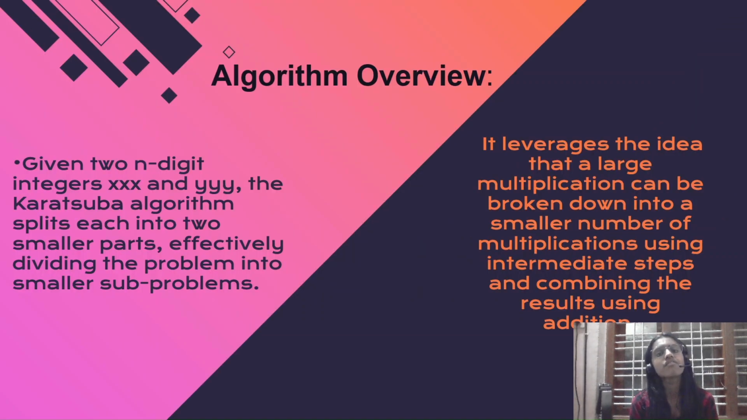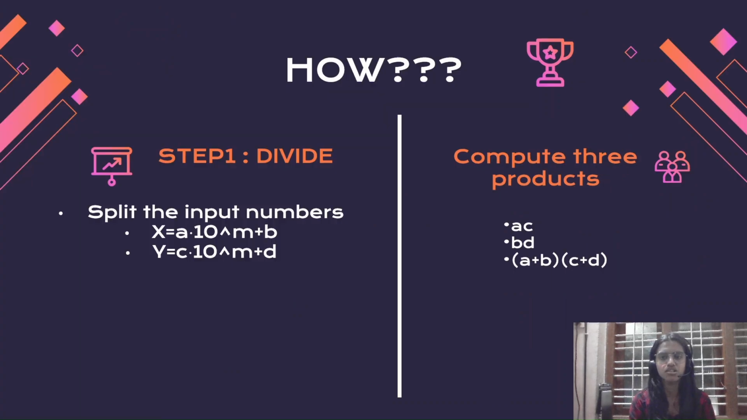So if we take an overview of this algorithm, firstly we'll be given two n-digit integers like x and y. The Karatsuba algorithm splits the integers into smaller parts, effectively dividing the problem into smaller sub-problems, that is the divide and conquer. It also leverages the idea that a large multiplication can be broken down into a smaller number of multiplications using intermediate steps and combining the results using addition.